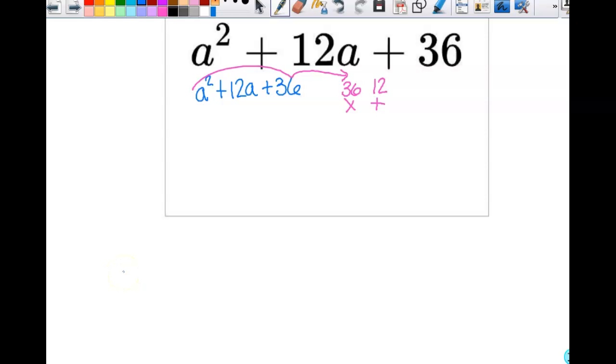Kind of feel like deja vu here, huh? So two numbers that are going to multiply to give me 36, add to give me 12, and I know that I've got a and a. This is positive, so the signs are the same. This is positive, so they're both positive. It's 6 and 6. So this gives me a plus 6 squared. Okay. We good? What questions do you have?